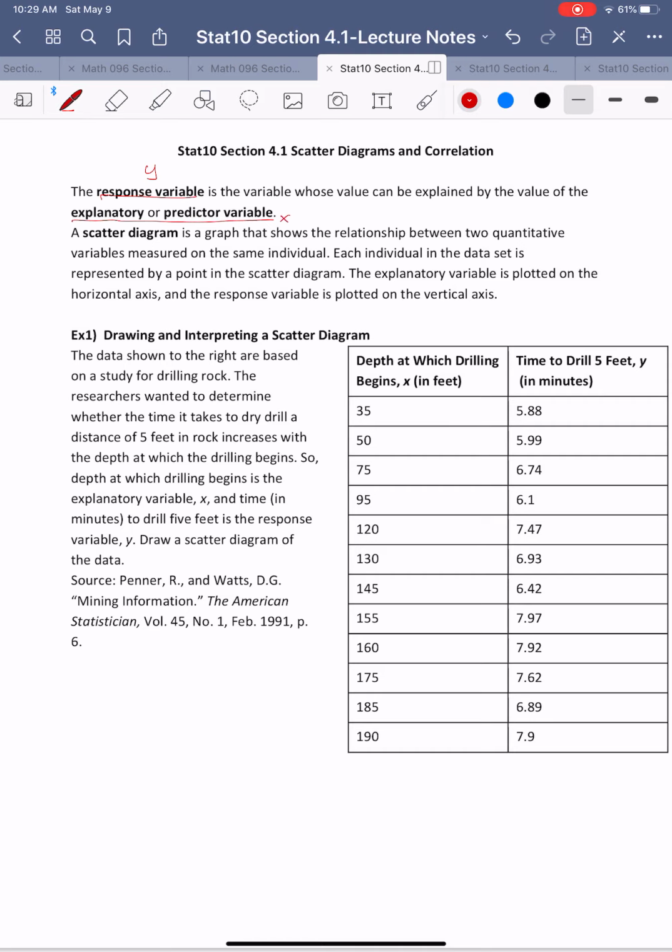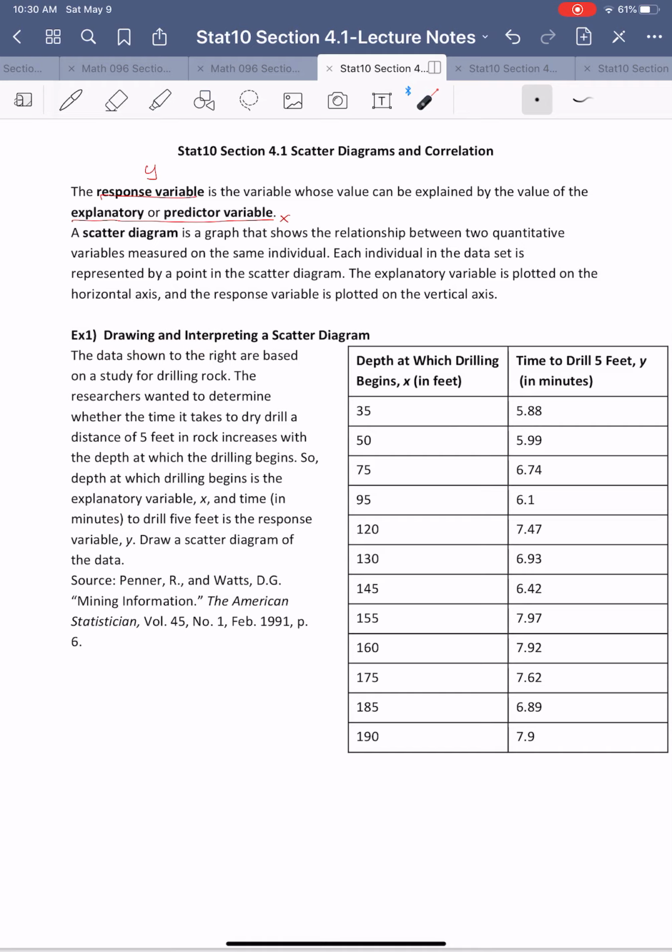The scatter diagram is a graph that shows a relationship between two quantitative variables measured on the same individual. Each individual of the data set is represented by a point in the scatter diagram. The explanatory variable is plotted on the horizontal axis, and the response variable is plotted on the vertical axis. So example 1, we are drawing and interpreting a scatter diagram.